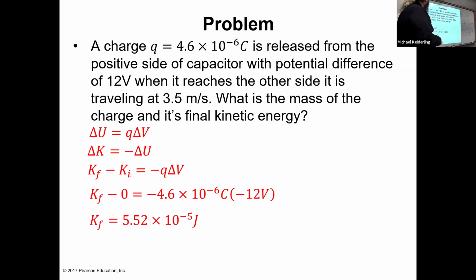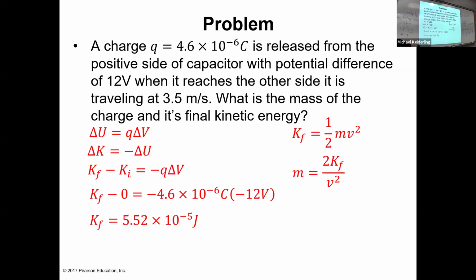So our change in kinetic energy is 5.52 times 10 to the minus 5. That's our final kinetic energy. Then we want to find the mass of the charge. Well, we know its kinetic energy. We know how fast it's traveling. Kinetic energy is 1/2 mass times velocity squared.